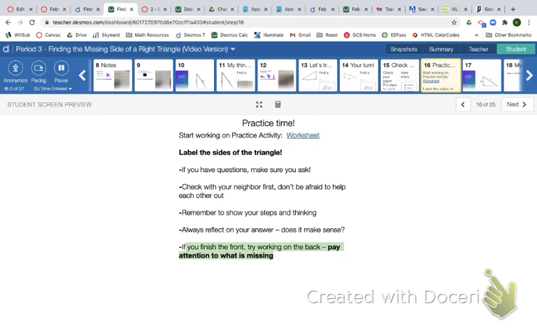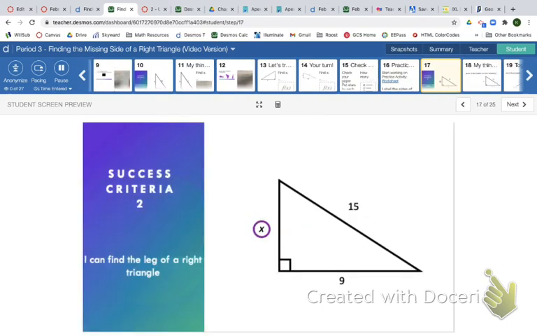After you finish practicing that worksheet, that front side, you're going to watch a second video that will be a little shorter for you guys to find the success criteria number 2, which is how to find the missing leg of a right triangle. Okay, you're going to spend about 10 to 15 minutes on the worksheet and then start the second video. Your goal today is to make sure that you have watched both videos and taken notes.